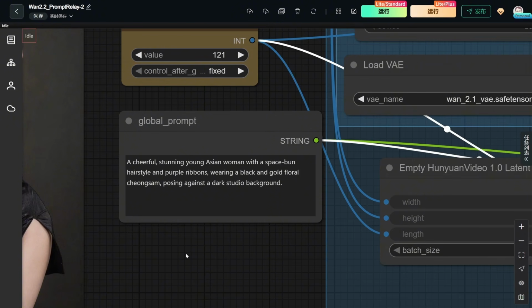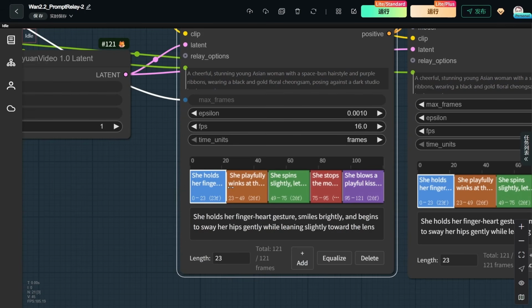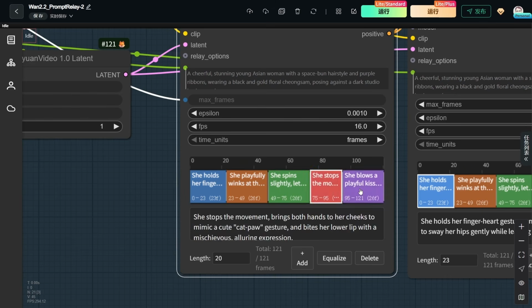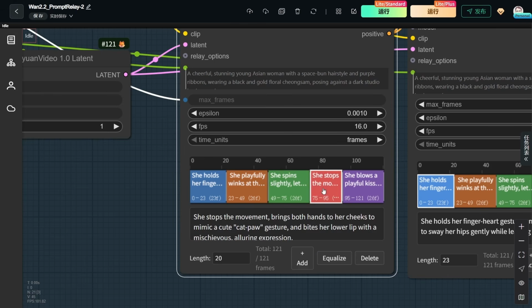The first segment is her maintaining a finger heart pose and starting to sway her body. The second segment is her winking at the camera and adjusting her posture. The third segment is a slight turn of her body, making the headband flutter. The fourth segment is her stopping her hands, placing them by her cheeks, and doing a cute cat paw gesture. The fifth segment is her blowing a kiss to the camera.